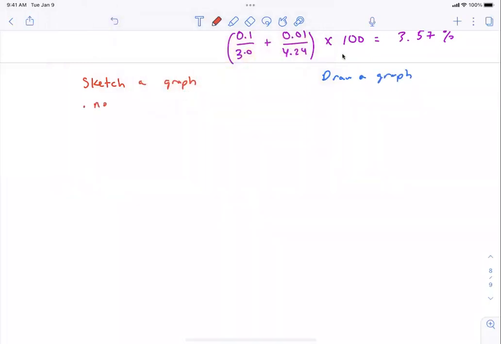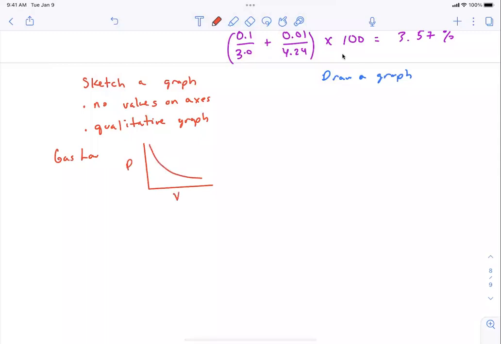Sketch a graph has no values on axes, and it's more of a qualitative graph, meaning that you're just showing the relationship between two things, but no one should be able to read values off your drawing. So like gas law relationships, showing that pressure and volume have an inverse relationship, or volume and temperature have a linear relationship in Kelvin, by the way. If it's in Celsius, it shifts over because it doesn't intersect at 0, 0.